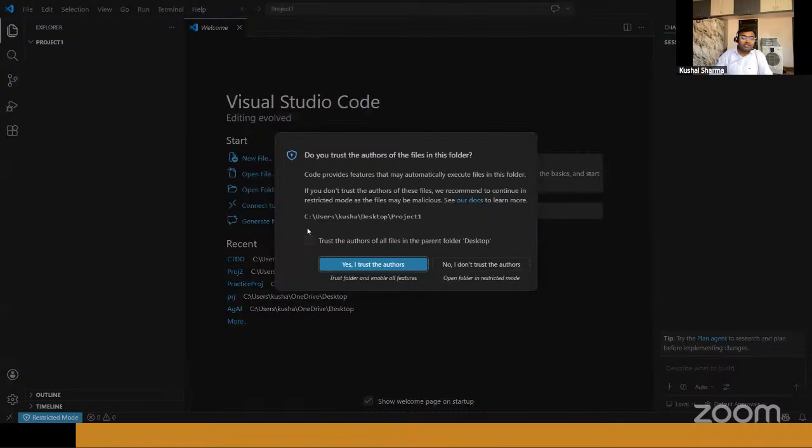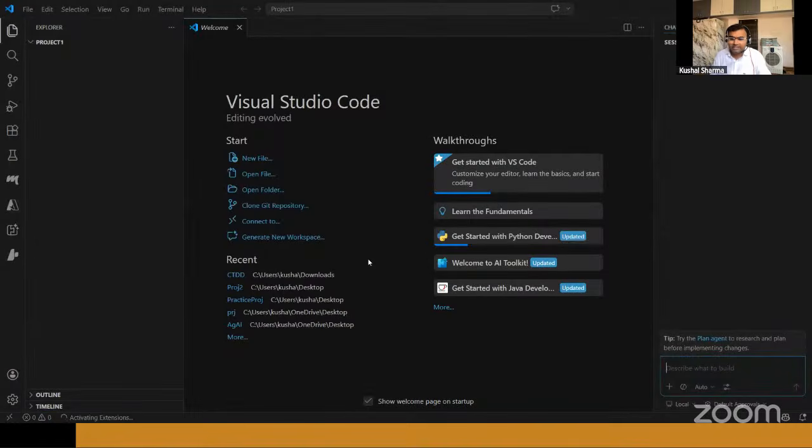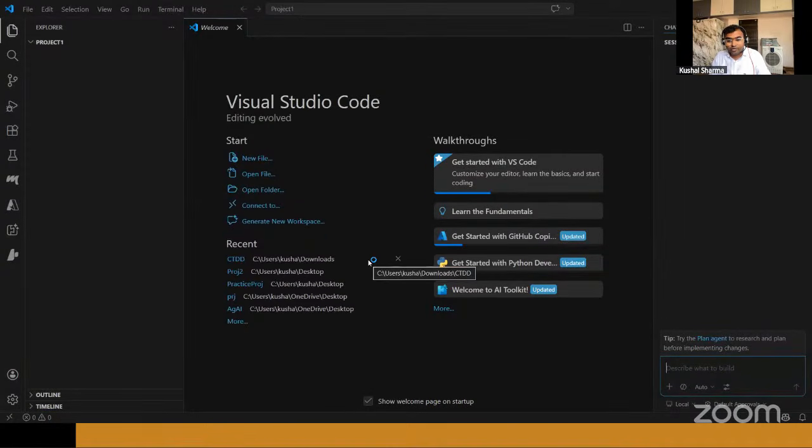If you do this, it will ask you whether you want to trust the authors. You have to say yes, and it will open that particular folder as a project. Here you can see. Fine. Now, under this, you need to create your project files.